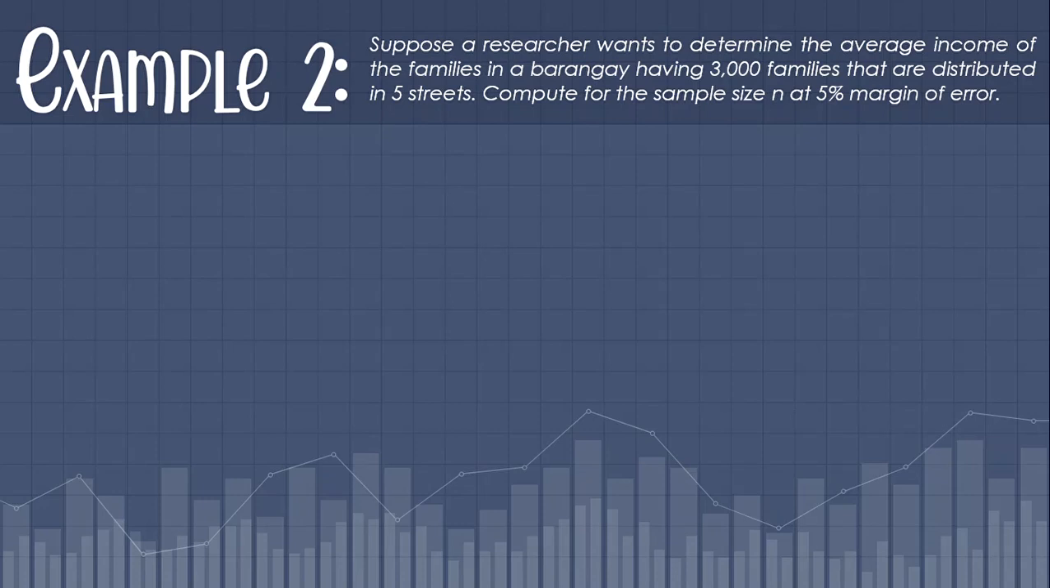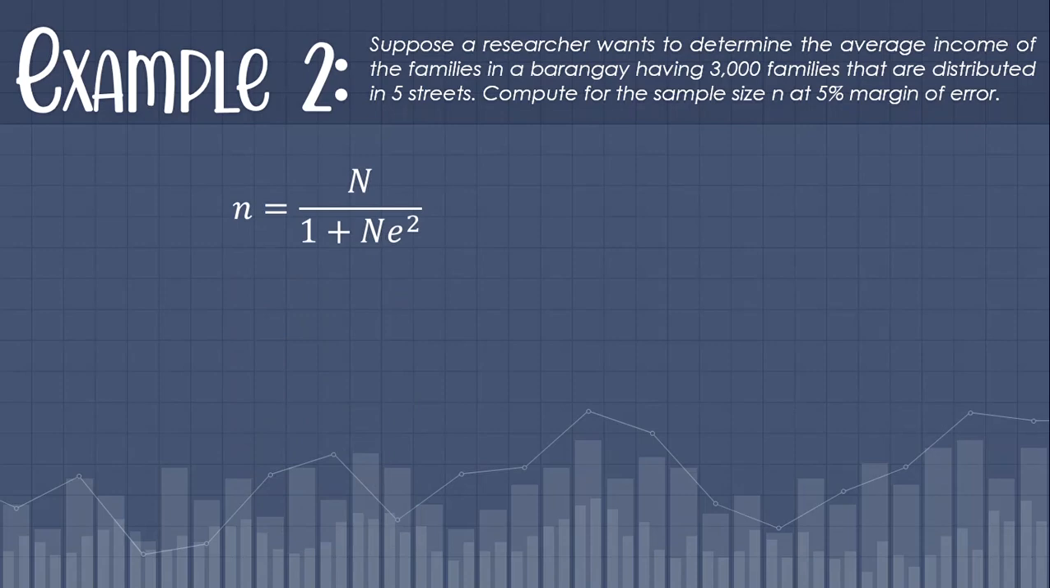Now, how can we apply the Slovin's formula in stratified random sampling? How can we apply it in determining the sample size from each street of the barangay with respect to its population? Remember that our first step is to first determine the total number of samples that we can get from the 3,000 families. So we can apply the Slovin's formula in finding the total sample size.